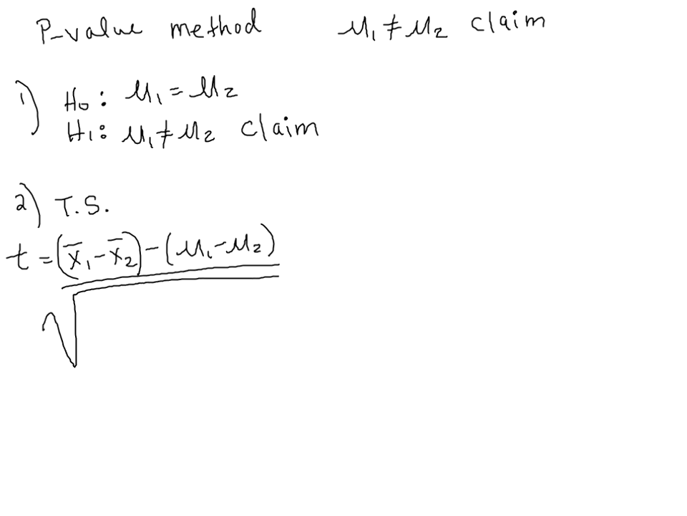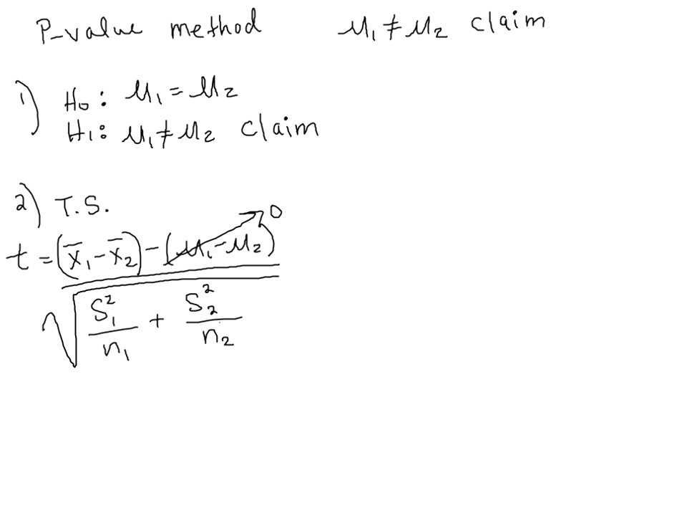all over the square root of the standard deviation squared for the first group over its sample size, plus the standard deviation squared, which is our variance, for the second group over its sample size. All right, so that's the formula you're using, and we already said that mu1 minus mu2 is equal to 0 because we're working under the assumption that the null hypothesis is true.